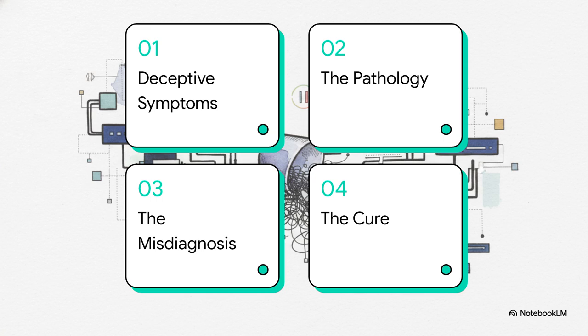All right, let's map out exactly what we're covering today. First, the deceptive symptoms. Second, the pathology. Third, the misdiagnosis. And finally, number 4, the cure.